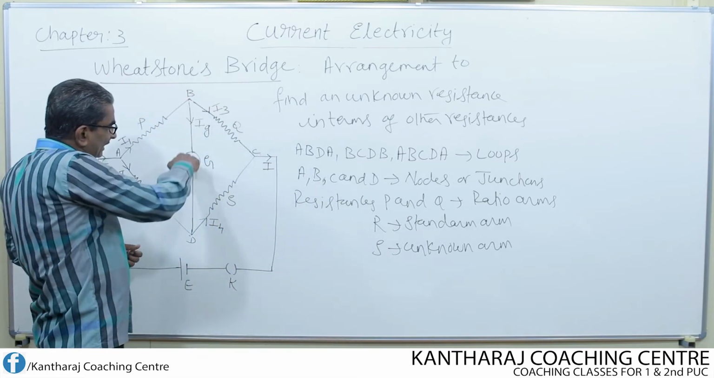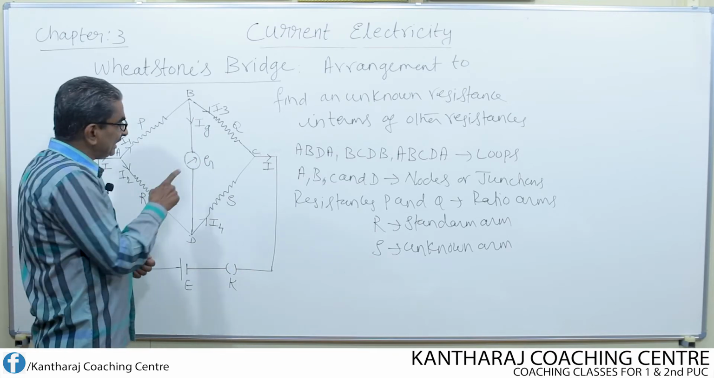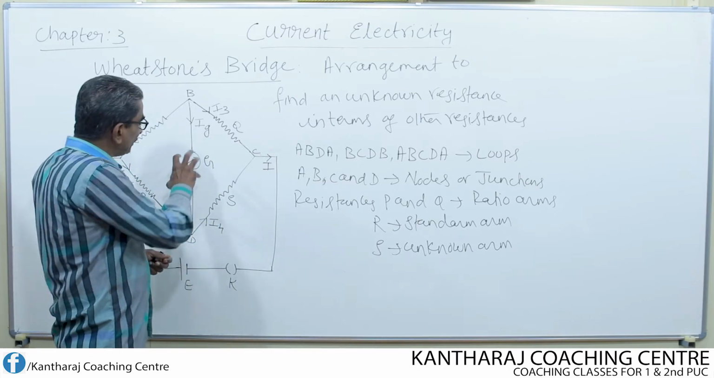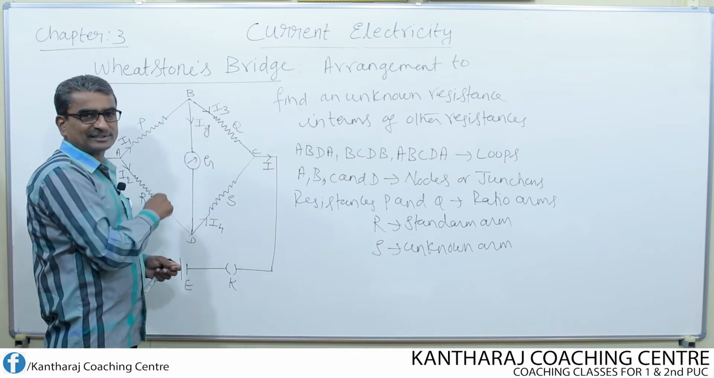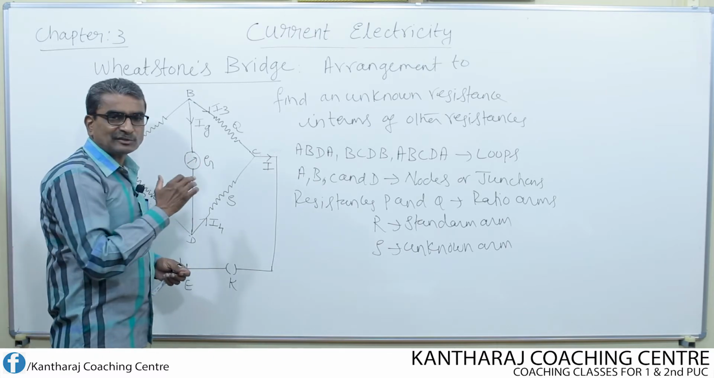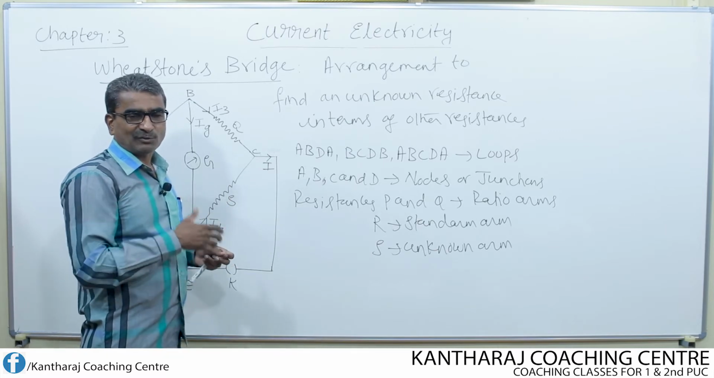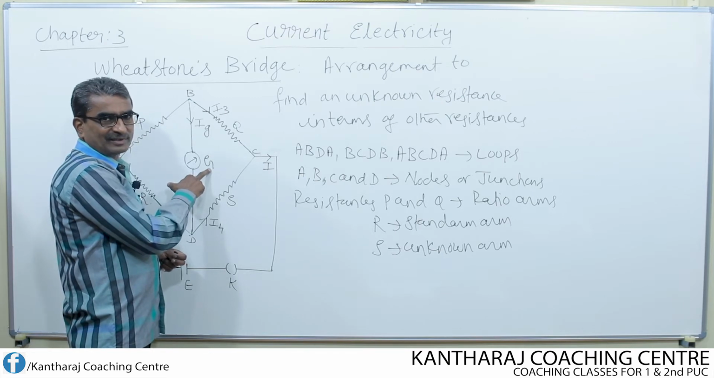Now what happens when the current flows through the galvanometer? The galvanometer shows the deflection. Here I make use of the letter G as a common letter to indicate both the galvanometer device and also its resistance. Galvanometer has also got its own resistance, known as internal resistance. And what is the resistance of this galvanometer? It is represented as G.